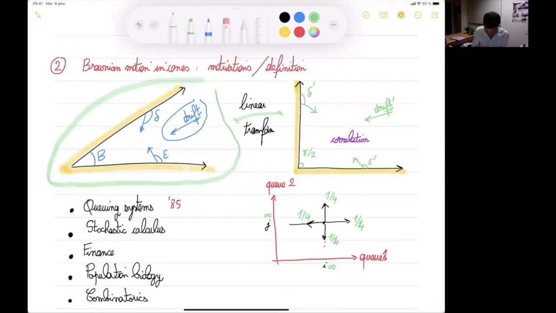Something which is a bit more modern is related to population biology. You can imagine that finally, my example, which was a bit simple, I admit, you can do it exactly in the same way if we replace Q1 and Q2 by any kind of two-type population. So if you have two phenotypes or genotypes in some population, we can just model the evolution of some two-dimensional population by exactly the same means. And so everything which we know about queuing systems, we can transfer to many models from biology. So this is a second motivation.